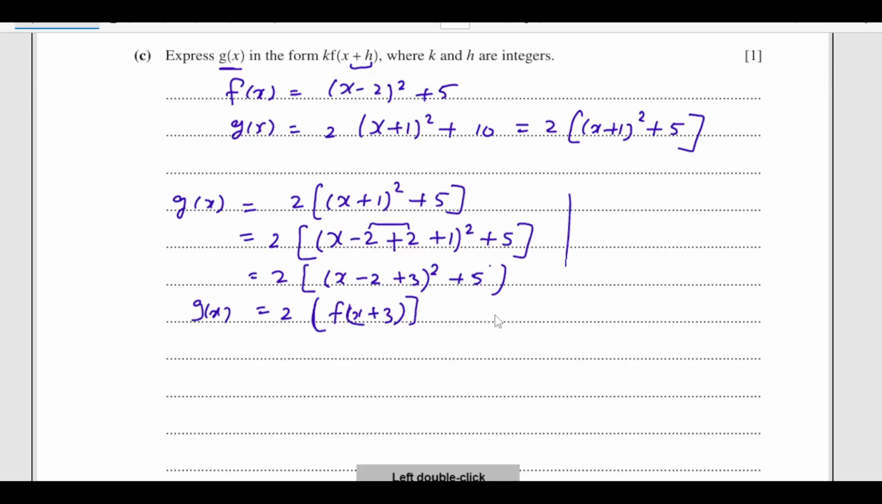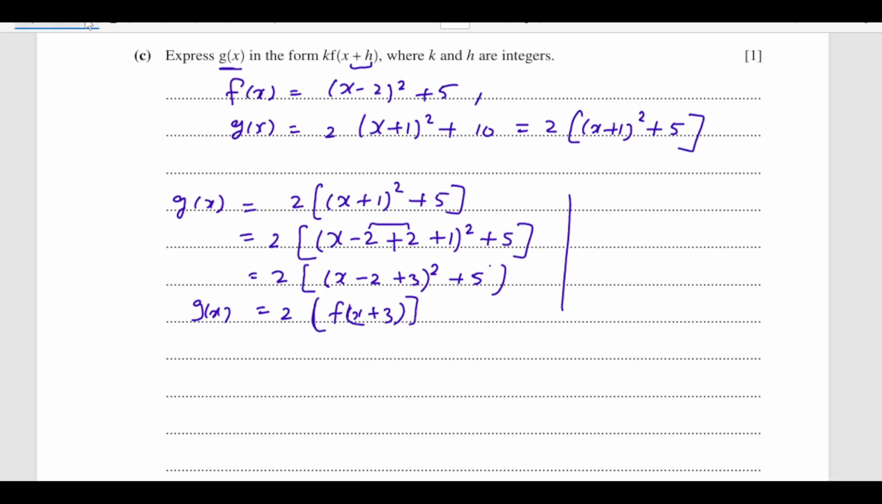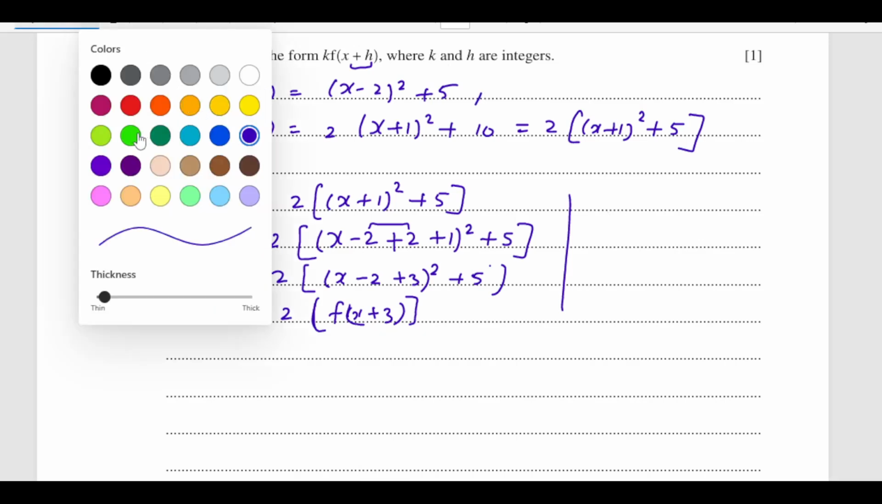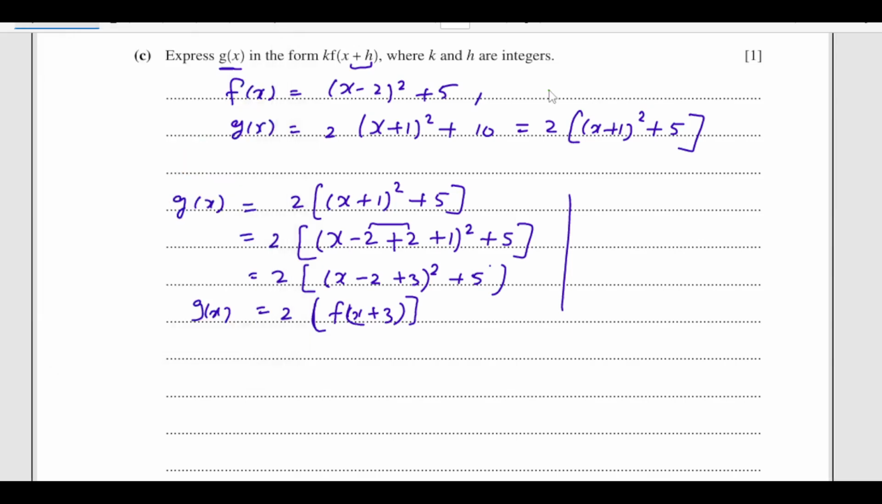Now let me just try to explain again. f(x) is this. If I take from here, this is not part of this actually, I'm just showing you that. So like here, if we take f(x plus 3), what will this become? This is going to become (x plus 3 minus 2) squared plus 5. That's what we used here in this one. Okay, I hope this is clear now.